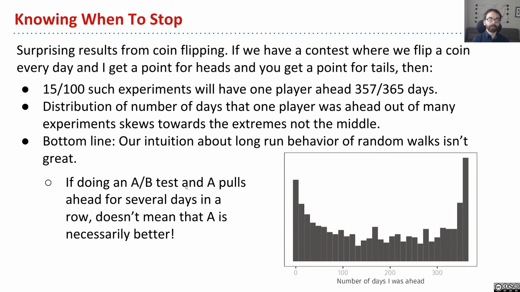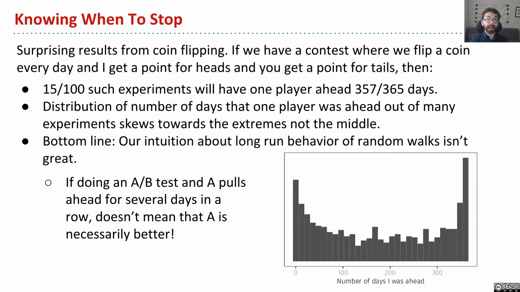null hypothesis. So the null hypothesis is that neither choice is better. And he gives an example where he says, let's flip a coin every day and I get a point for heads and you get a point for tails. And talks about the distribution of possible scores over time. And one of the things he mentions is that of such experiments, 15 out of 100 experiments where you run such a thing, you'll see that one player is ahead 357 out of 365 days.